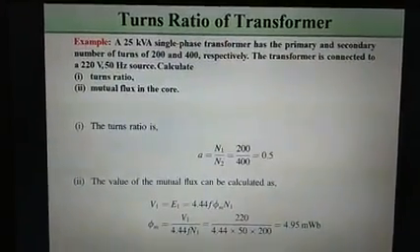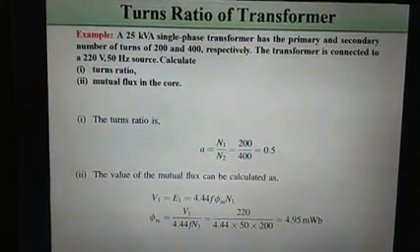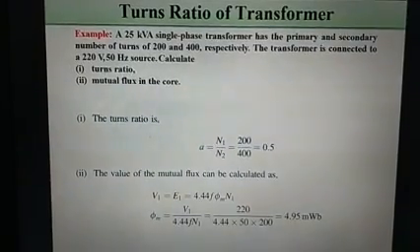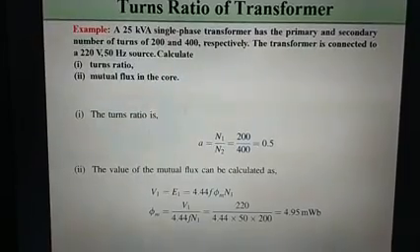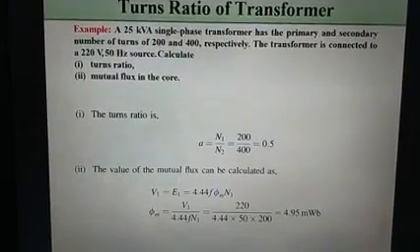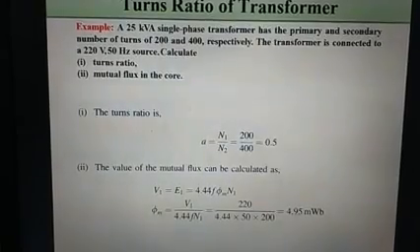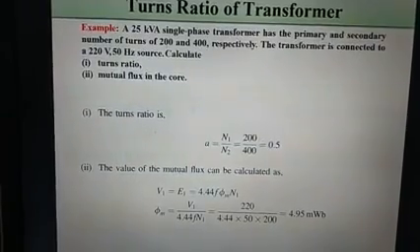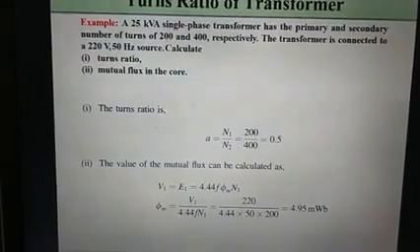This is the second example in which the turns ratio formula as well as the EMF equation has been used. A 25 kVA single phase transformer has the primary and secondary number of turns of 200 and 400 respectively. The transformer is connected to 220 volt 50 Hz source. Calculate turns ratio and mutual flux in the core. So for finding turns ratio, A is equal to N1 by N2, it is 0.5.